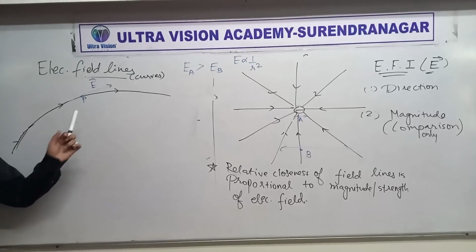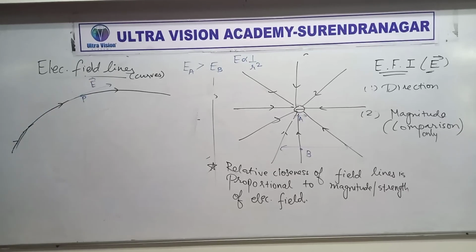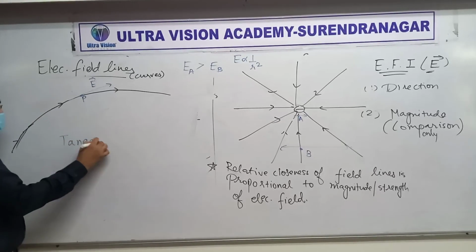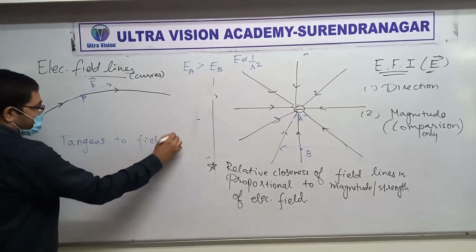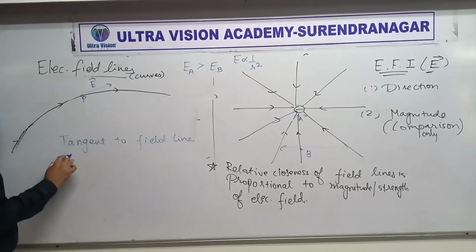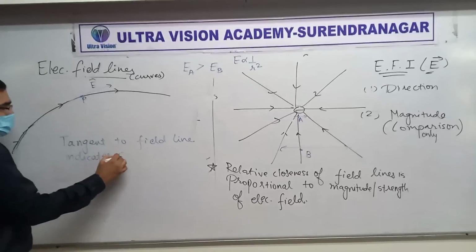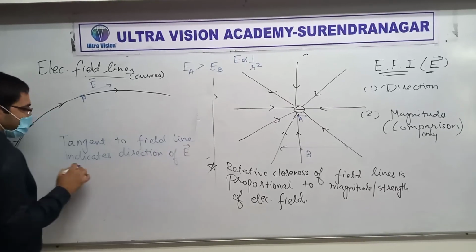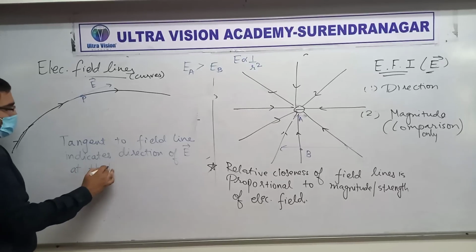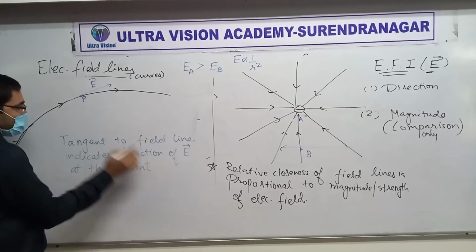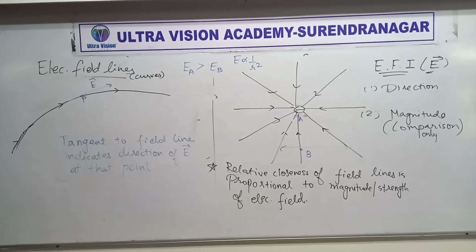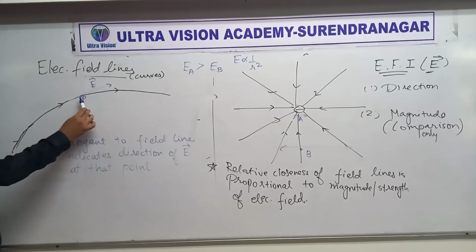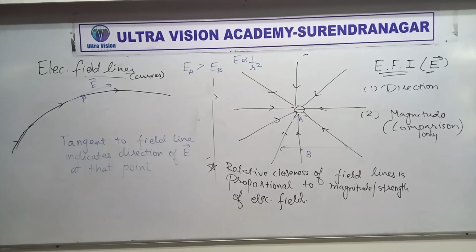Is this clear? Electric field at this point is in that direction. Why? We have drawn a tangent to the curve. Alright? So write the sentence. Tangent to field line indicates direction of E vector at that point. Clear? Tangent to field line indicates the direction of electric field at that point.